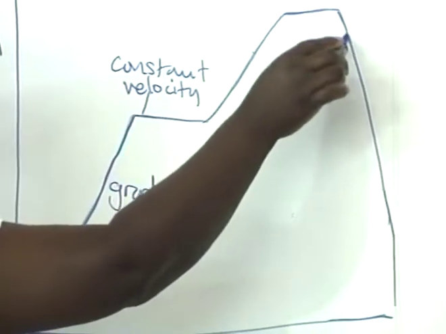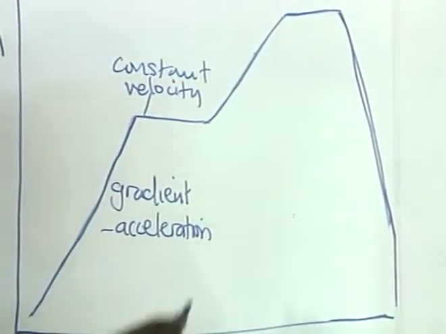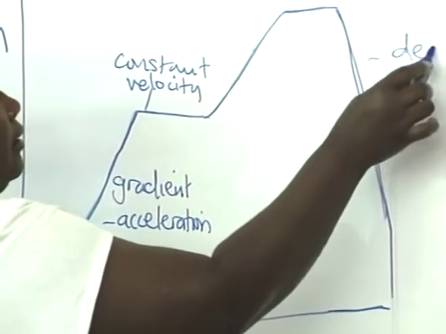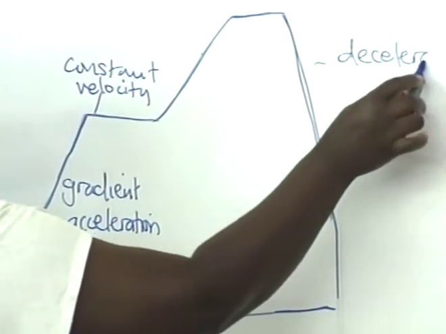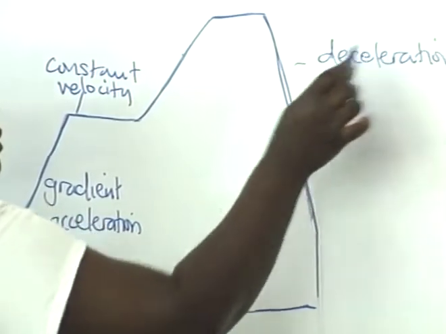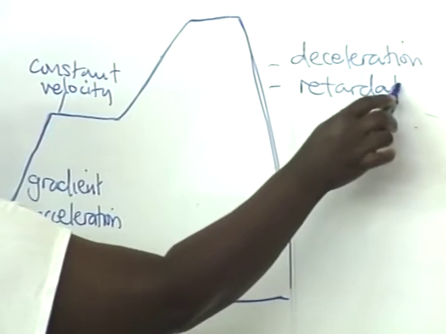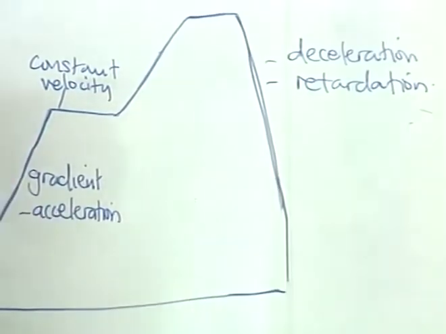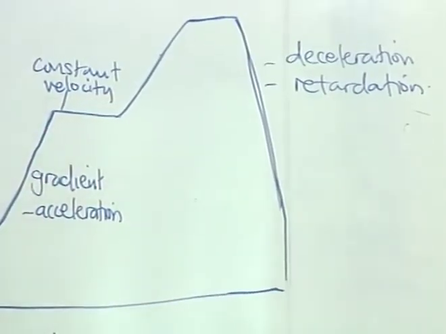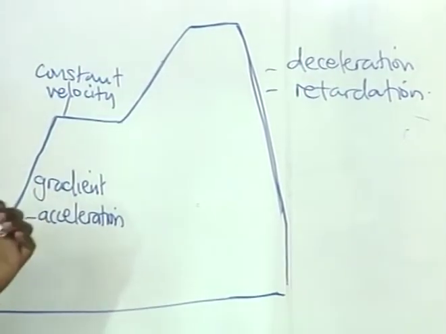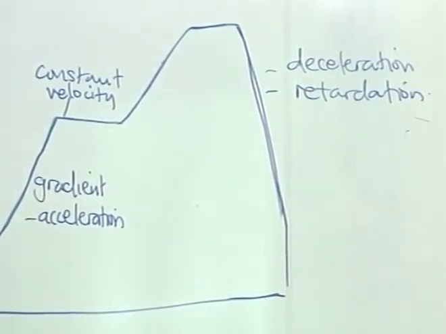Okay, and a line like this will mean either deceleration or sometimes it can be called retardation. Okay, it means that the traveler is just slowing down.